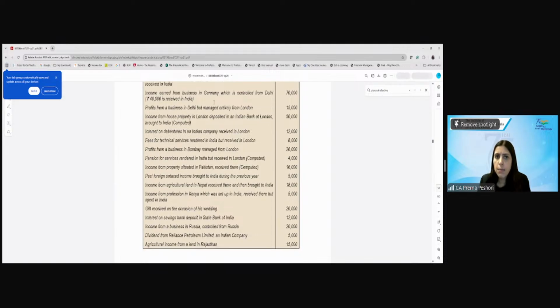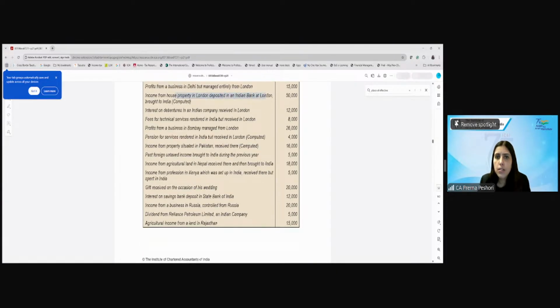Profits from business in Delhi but managed entirely from London. All cases taxable. Correct. Income from house property in London deposited in Indian bank at London brought to India. In first case taxable and other two cases not taxable. Yes, correct. Because this is just remitted to India and remittance is not taxable.